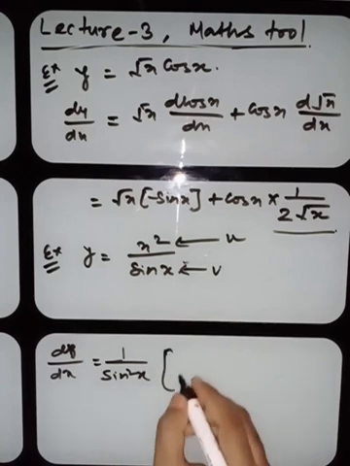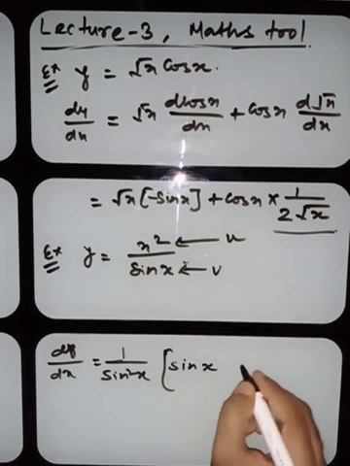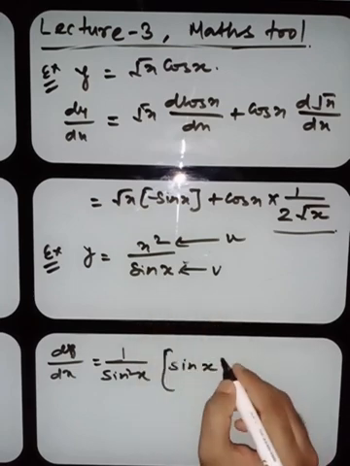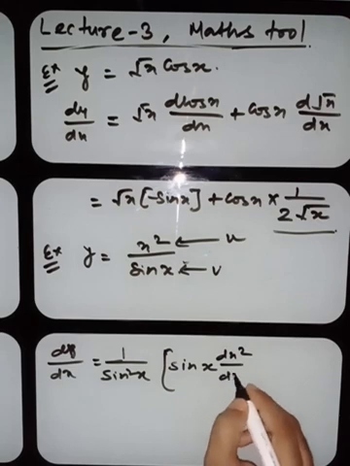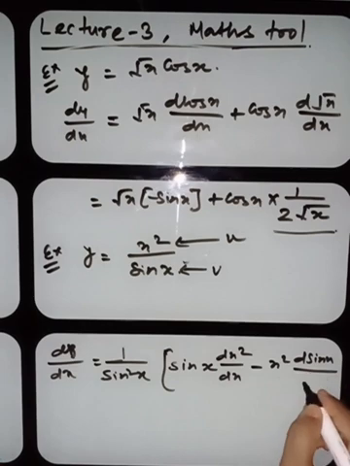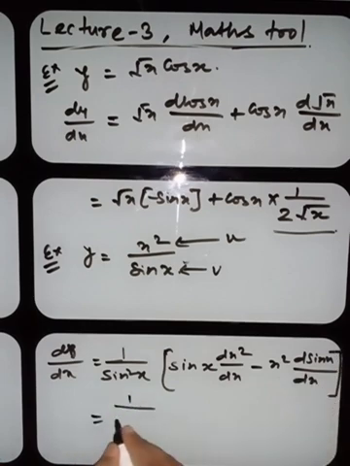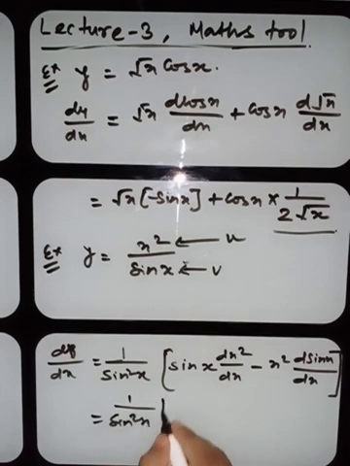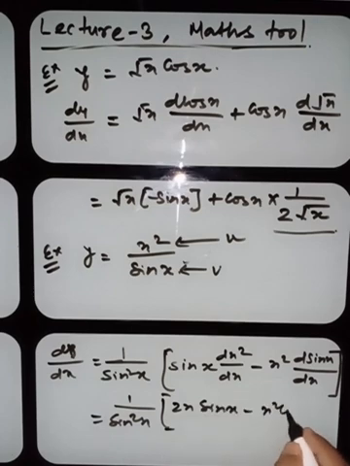Now v du by dx minus u dv by dx. All right. 1 by sine square x, and it is 2x sine x minus x square cos x. That is the answer. Now you can simplify. I'm not telling you to leave it here, but you can simplify.